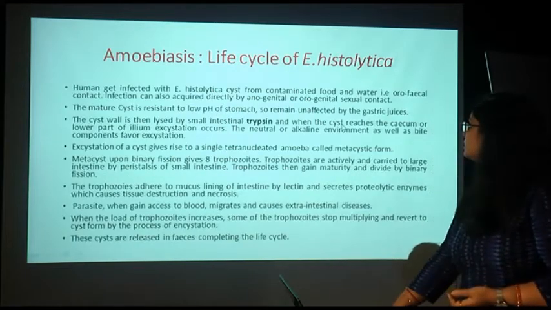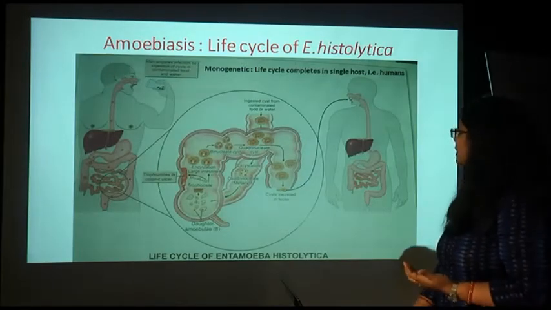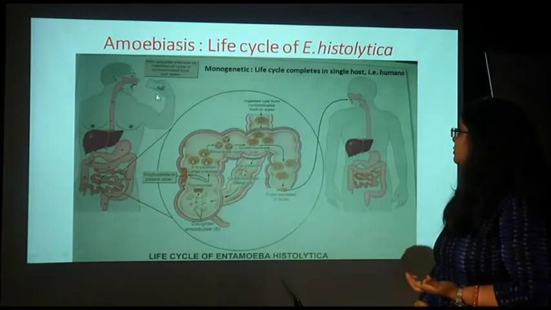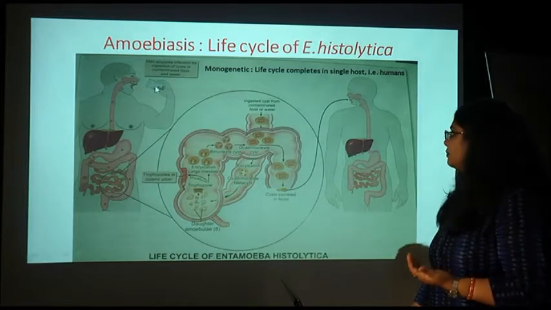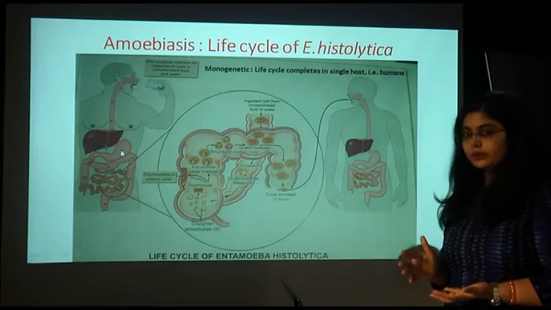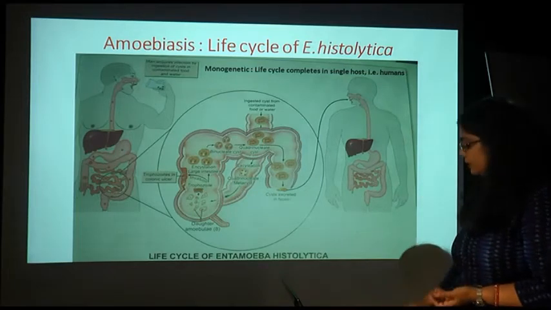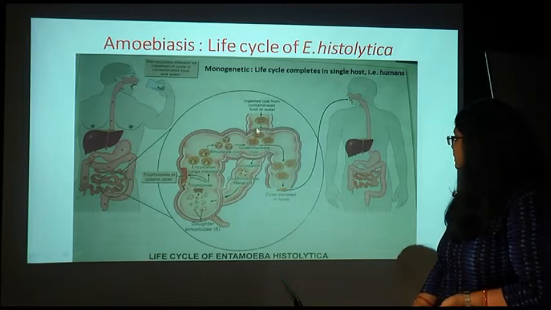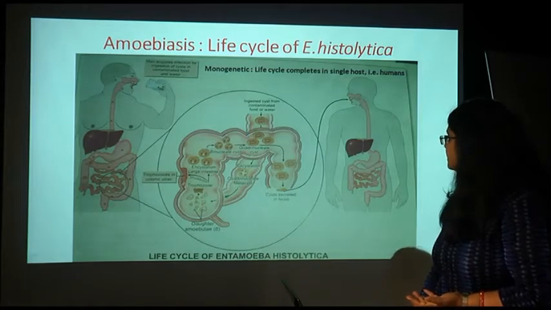Next, coming to the life cycle of E. histolytica. It starts with drinking contaminated water or food where the cysts are present. Once the human ingests it, the gastric environment of the stomach helps in breaking the cyst wall, so that when the organism enters the small intestine, the cyst wall has already dissolved, and then excystation occurs.